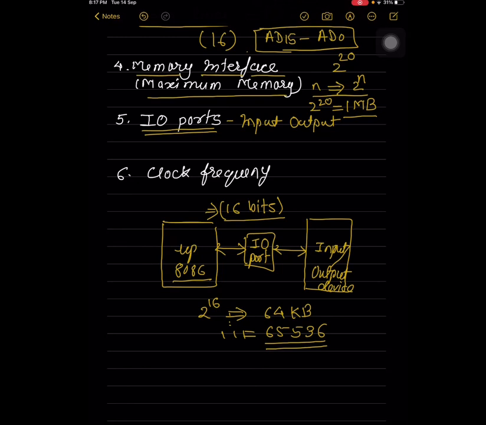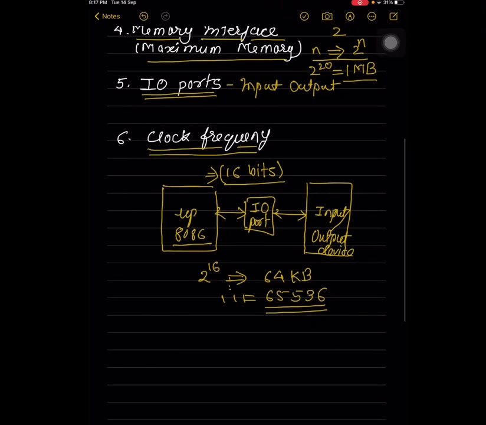Then another important feature in 8086 is its clock frequency. We know that a microprocessor is a kind of digital circuit, and for any digital circuit the most important signal required is its clock signal. All the circuits that are internally available are synchronized using a clock frequency. So the clock frequency decides the speed of operation of that microprocessor.